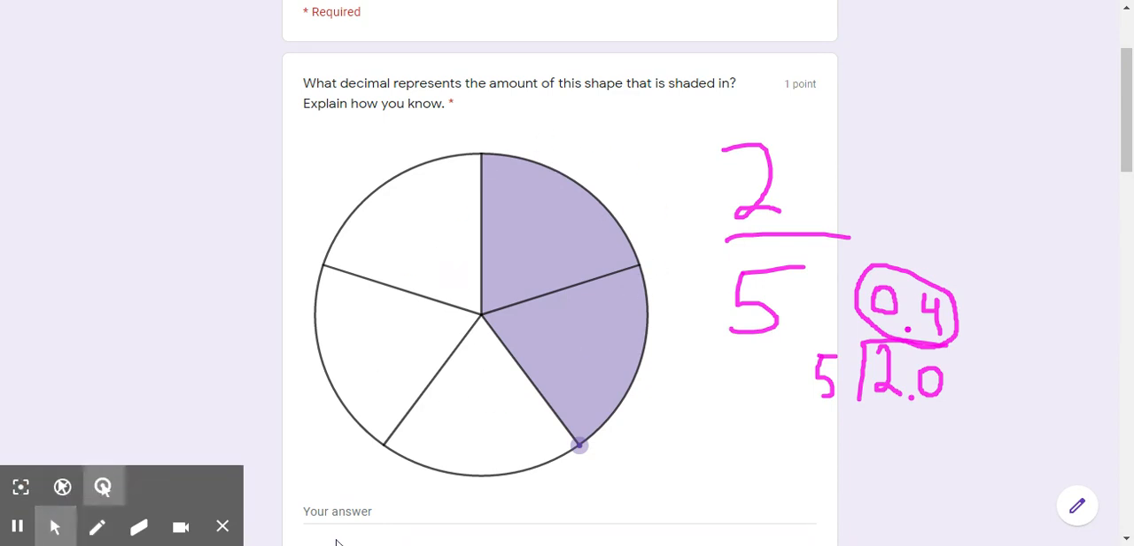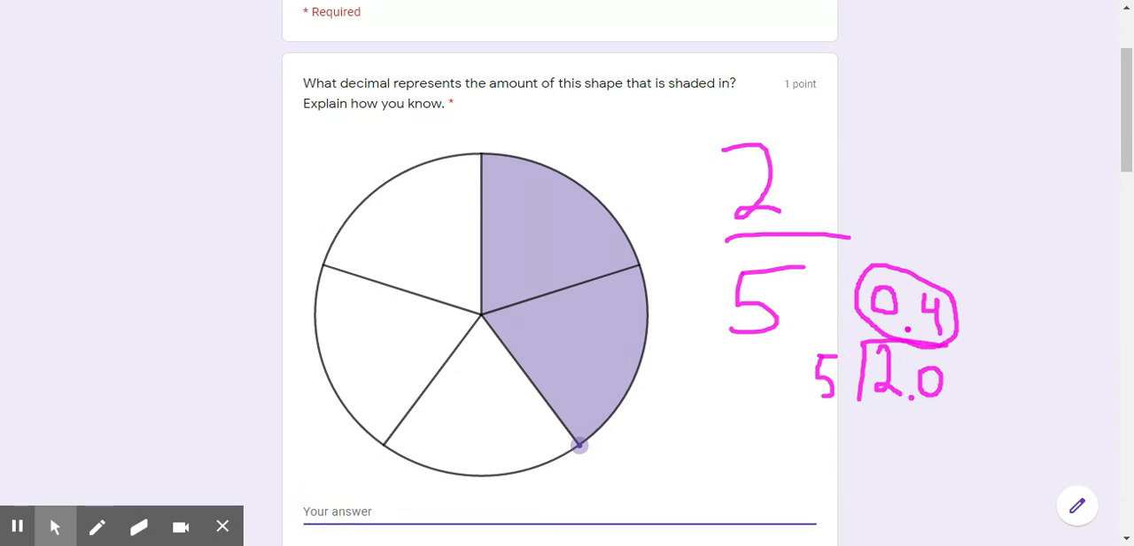I stopped at 0.4 because 5 goes into 20 perfectly evenly. So, whoops, why isn't this working? 0.4 is the decimal that represents that shape.